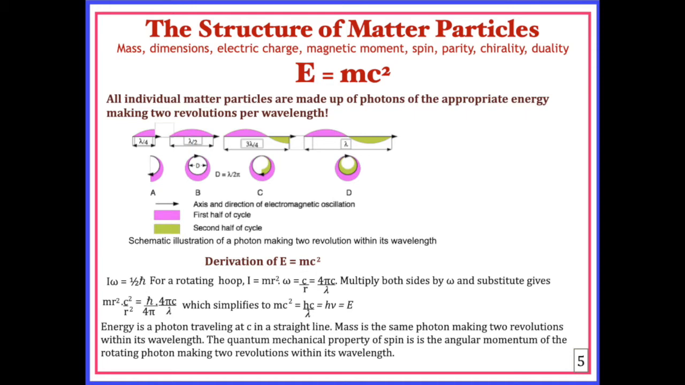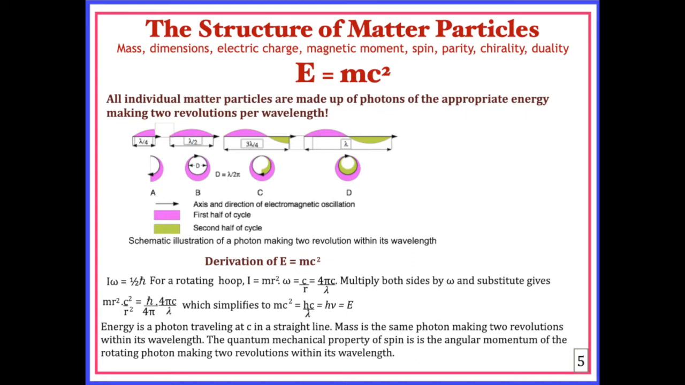Now, for a rotating hoop, which is what a rotating photon is, I equals m r squared. Omega equals c over r, and that equals 4 pi c over lambda. Multiply both sides by omega and substitute: m r squared times c over r, c squared over r squared, equals h over 4 pi times 4 pi c over lambda. Well, that just simplifies to m c squared equals h c over lambda equals h nu equals E.